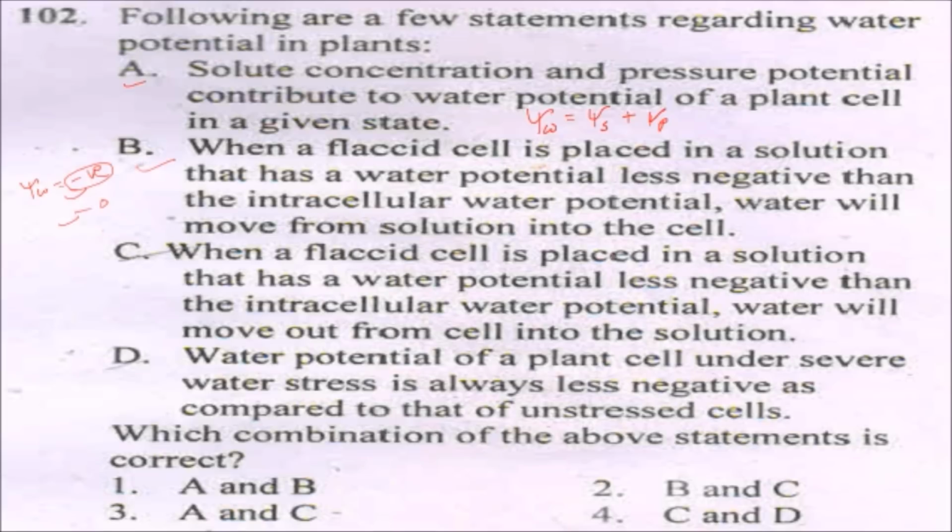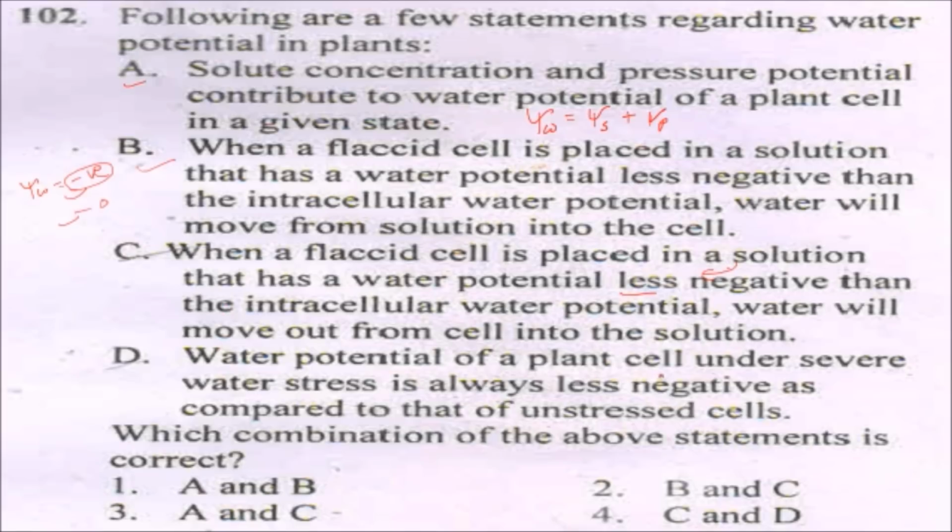Next is, when a flaccid cell is placed in a solution that has a water potential less negative, it means more potential than the intracellular water potential, water will move out of the cells into the solution. No, the water potential of the solution is higher, so it should move from the solution toward the cell. So the statement is wrong.